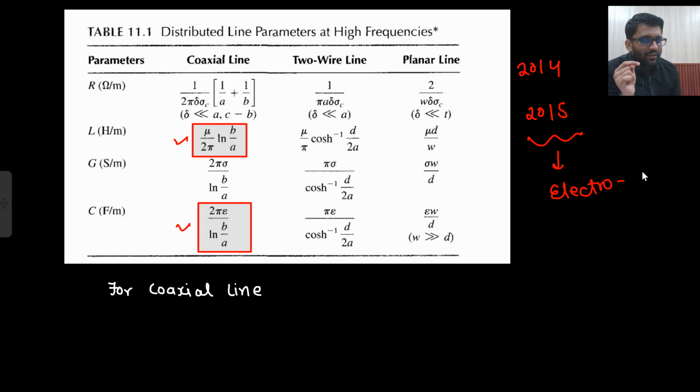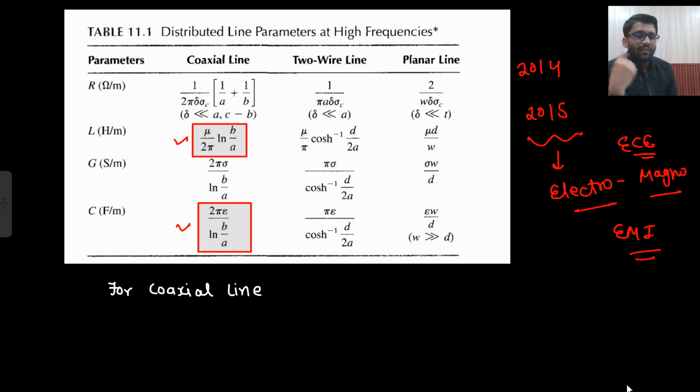I'm talking about ECE students. ECE students, in the previous syllabus, had electrostatics, magnetostatics, and electromagnetic induction as well. So all these three topics were there in your syllabus. In electrostatics and magnetostatics, we study about this coaxial line and there we study this formula as well. The formula of C, the formula of L.